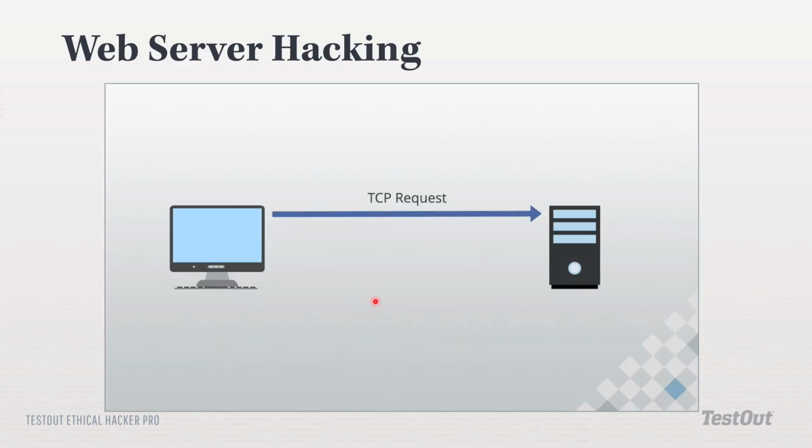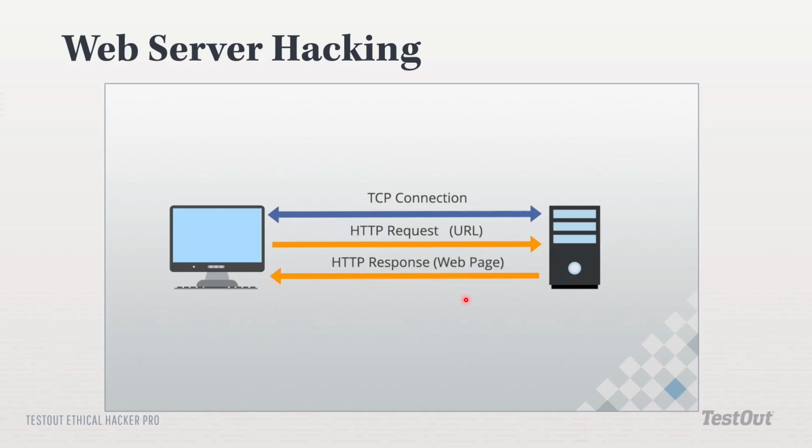The next couple of slides are going to be diagrams to show how attackers approach web servers. The main takeaway here is that attackers don't start by breaking in. They start by observing, mapping, and probing for weaknesses that already exist. So we've got our TCP request, our TCP connection. You can see the connection is now established. An HTTP request from the URL, and then the response from the web page.